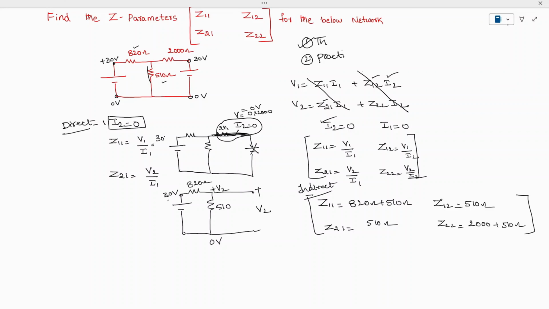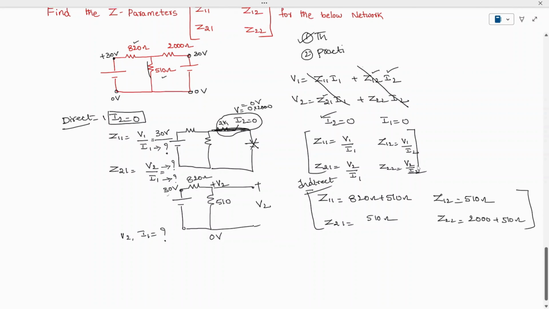V1 is already given in the data, and we need to find the value of V2 and the value of I2. Okay, so we need to find two quantities. The first quantity is the V2 value, and the next quantity is the I2 value. These two quantities we need to find out. So how to find them? Let us discuss.